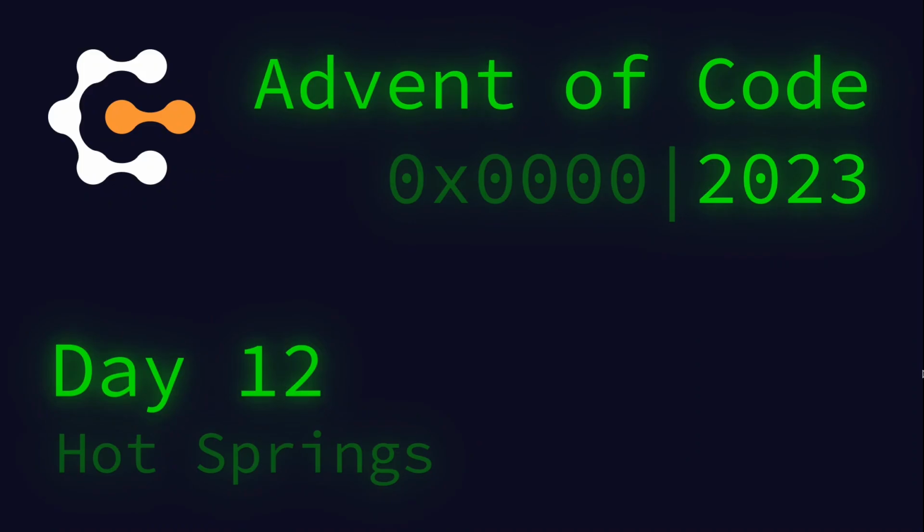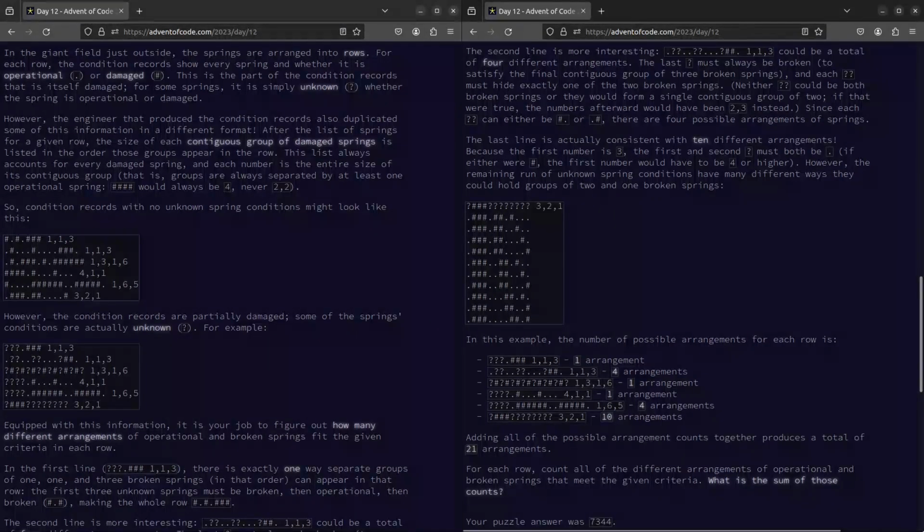Today, we are exploring Advent of Code 2023, Day 12, Hot Springs. I'm going to show you 40 lines of code which solve it in 300 milliseconds. Let's dive in. We are given a list of springs arranged into rows.